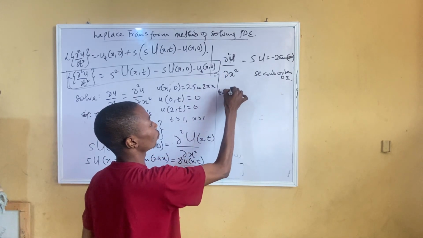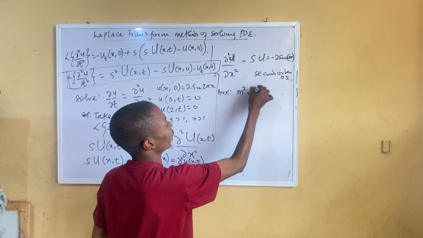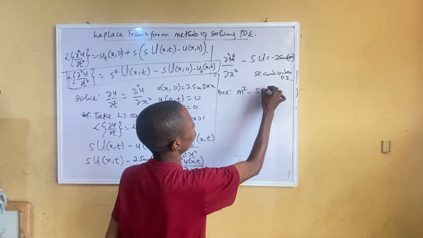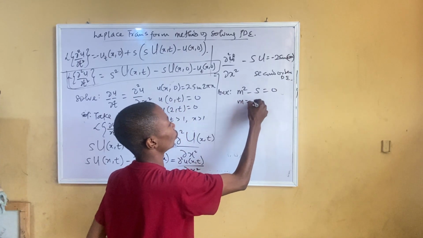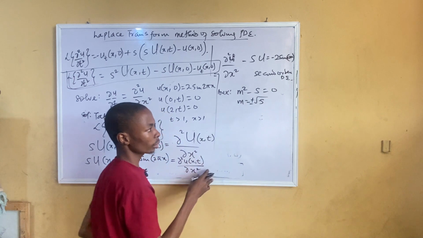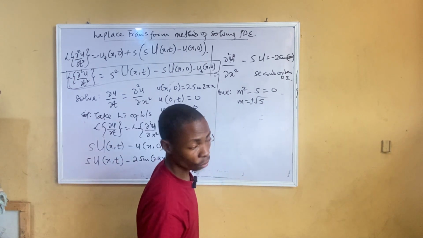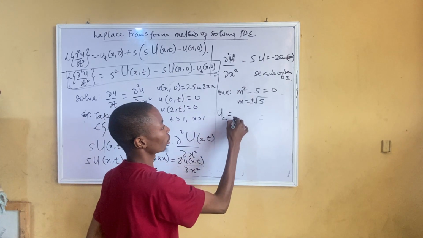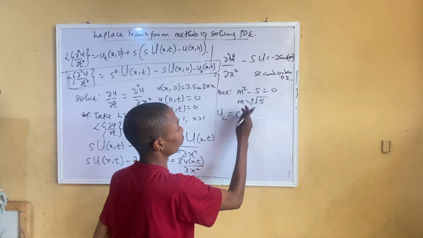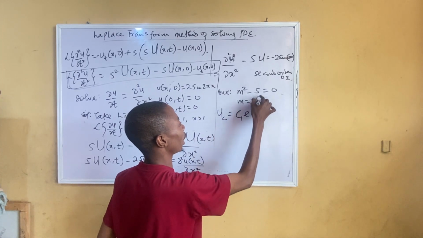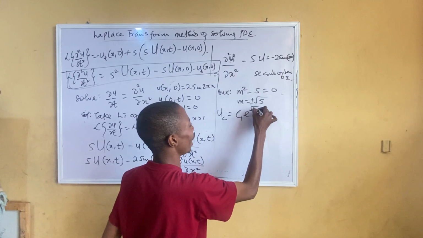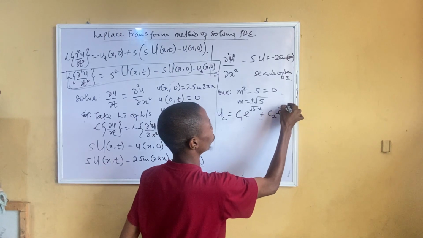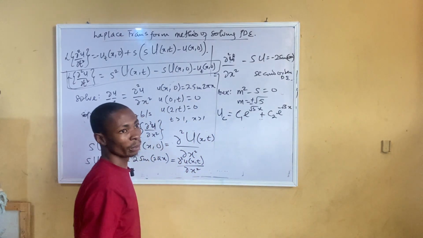Auxiliary equation. What is the auxiliary equation of this one? m square minus s, because u is this. Okay, m square minus s equals 0. All right, so m is equal to plus or minus root s. After getting the auxiliary equation, we find the complementary solution. So this is u, the complementary solution is equal to what? Let's say we are using c1 exponential root s x, because we are solving with respect to x, plus c2 exponential minus root s x. That is the complementary solution.